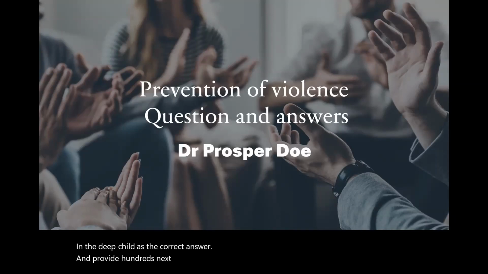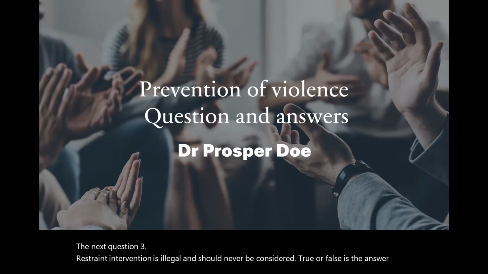Next, question 2. Trying alternative methods. A. Helps to prevent the use of restraint intervention. That's true. B. Is illegal. C. Should be the same for every patient. D. Is useless. The next question, 3. Restraint intervention is illegal and should never be considered. True or false? The answer is false.